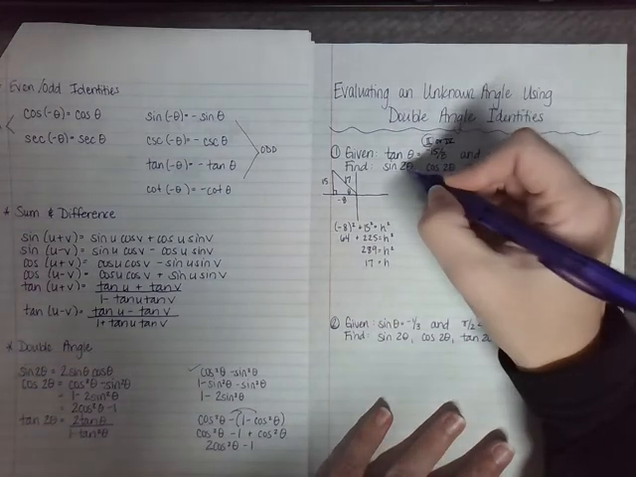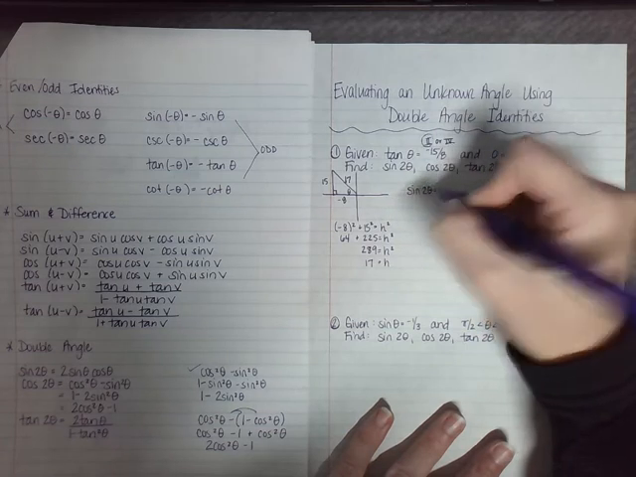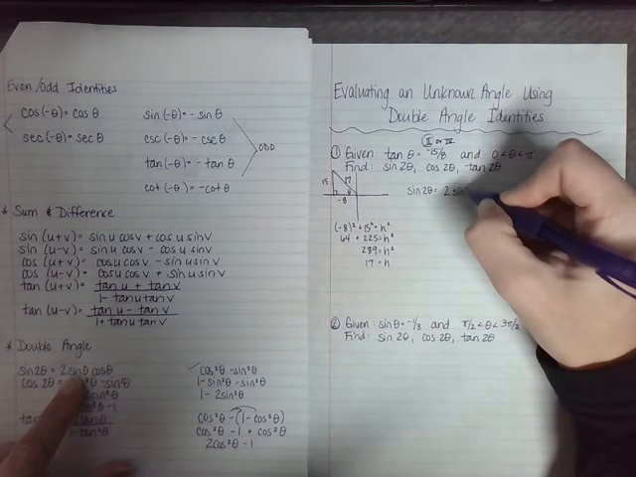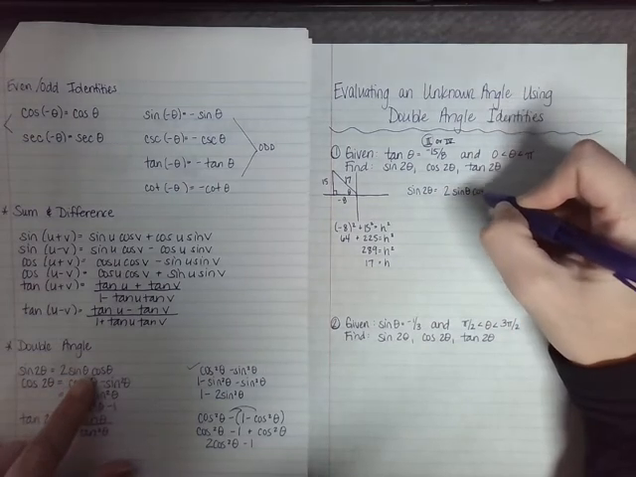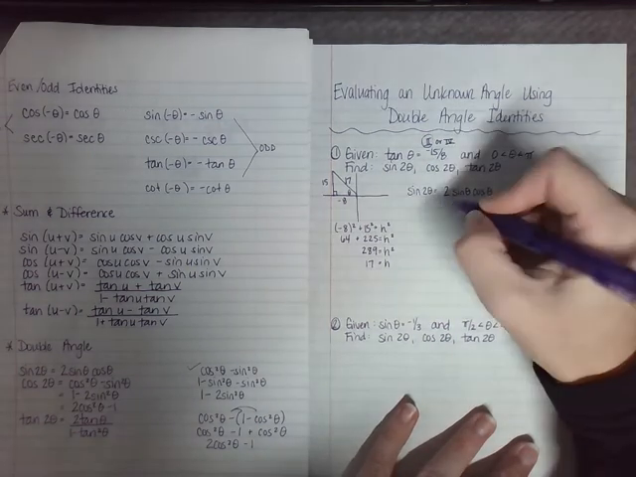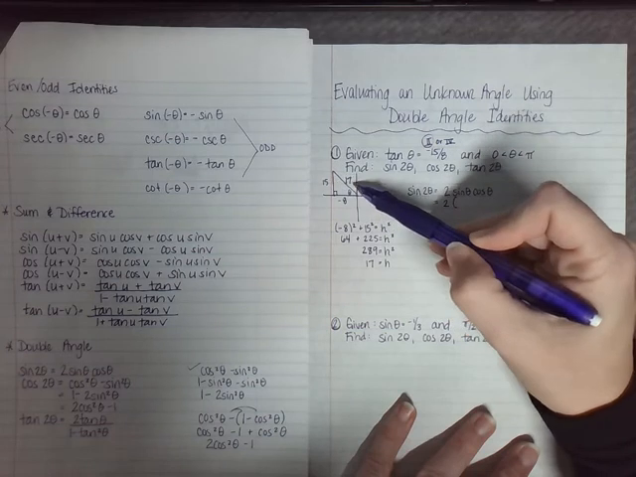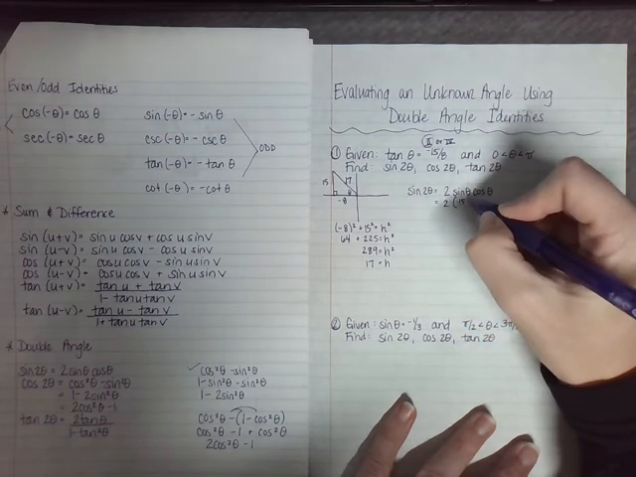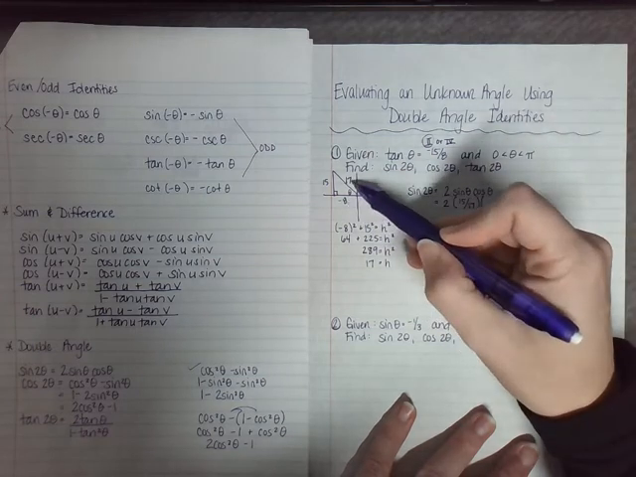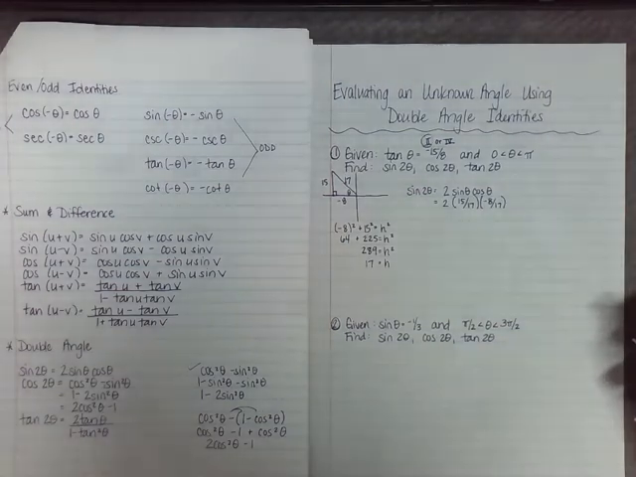All right, so let's find the sine of 2 theta using our formula, 2 sine theta cosine theta. And we're going to get our sine theta and our cosine theta by looking at our triangle. So remember, sine is opposite over hypotenuse, so that'll be 15 over 17. Cosine is adjacent over hypotenuse, so that would be negative 8 over 17. And then we're just going to multiply.